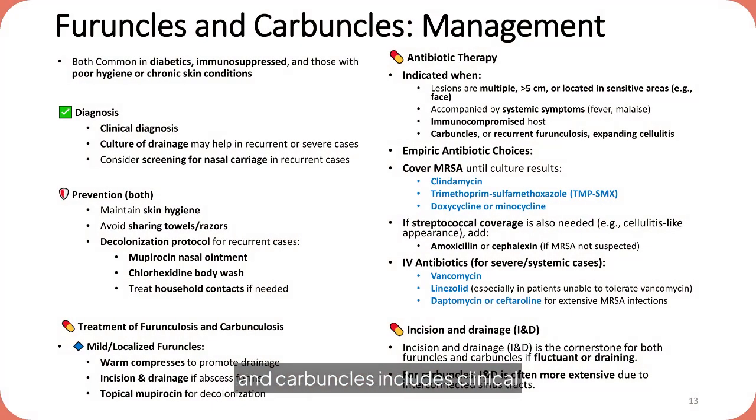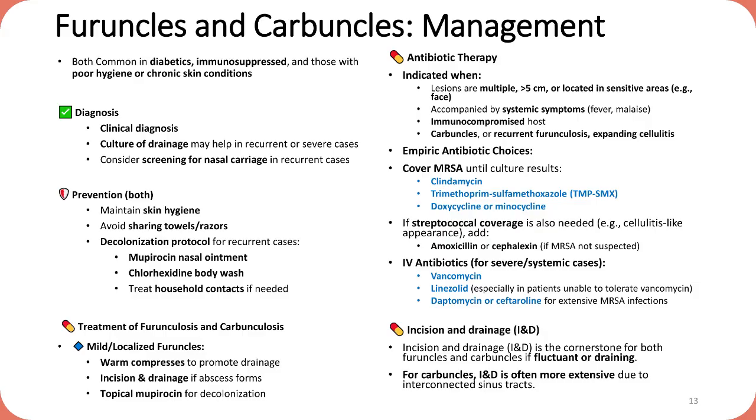Management of furuncles and carbuncles includes clinical diagnosis. It involves a combination of local care and, when necessary, systemic therapy. Warm compresses can promote spontaneous drainage of small furuncles, while incision and drainage is the mainstay for larger fluctuant lesions. Antibiotic therapy is indicated for lesions that are multiple, larger than 5 centimeters, located in sensitive areas like the face, associated with systemic symptoms or occurring in immunocompromised individuals.